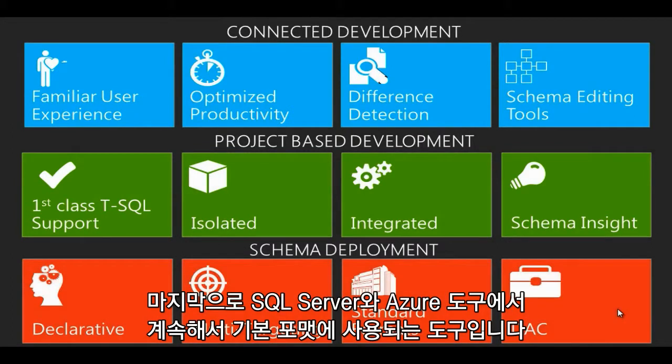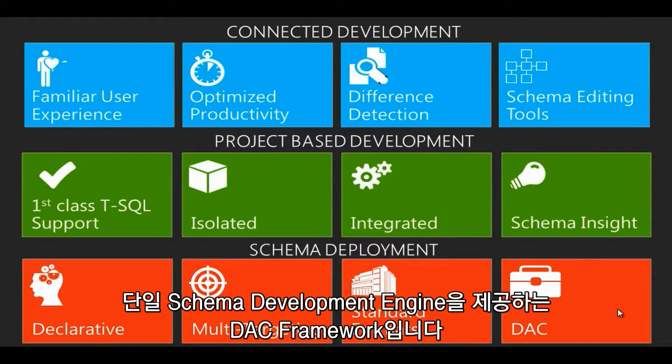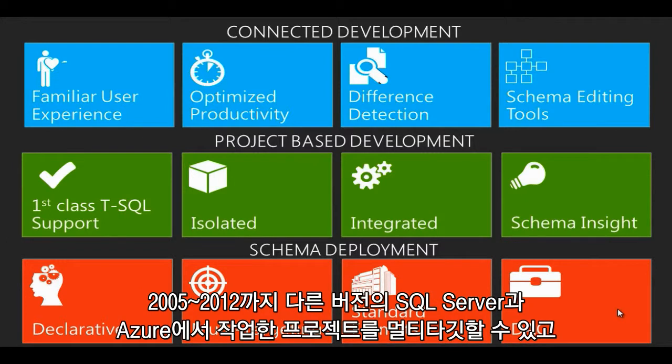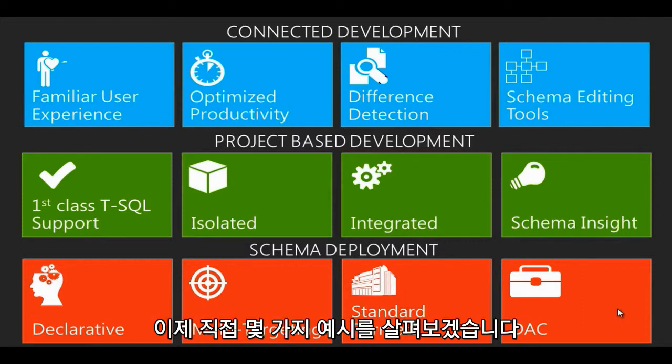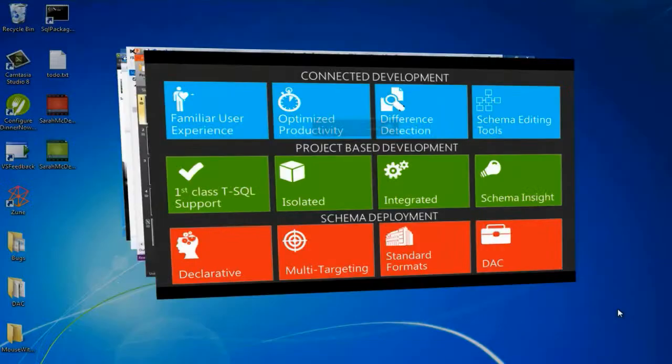Finally, the tools use standard formats that are consistent across SQL Server and Azure tools because we provide a unified schema deployment engine called the DAC framework. You can multi-target a single project to work with different versions of SQL Server from 2005 through 2012 and Azure, and get platform-specific validation so that you can prepare appropriately for a successful deployment. Let's see a few of these things in action.